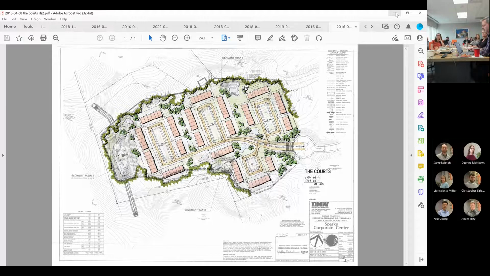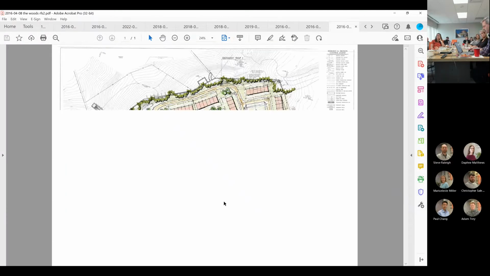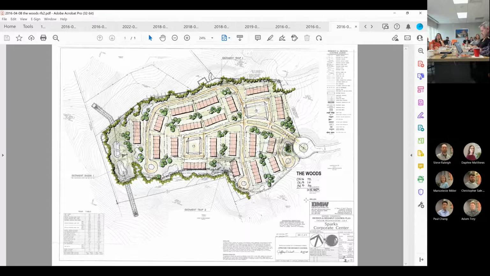This was another. This was only 102 units. And this was a little bit more of a random approach, where we simply paralleled the units as much as we can with the side property line, created an upper court and then a lower loop road, because the grade wanted to have it, these houses want to be lower than the grades up here. So this is where we let the grading creep in and dictate the layout. So we had 102 units.